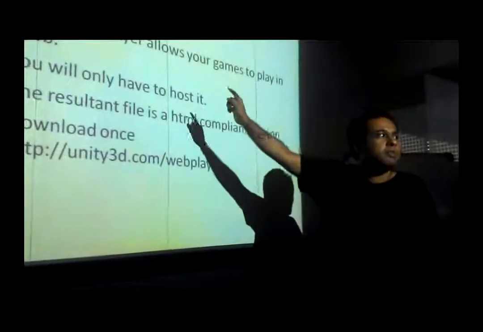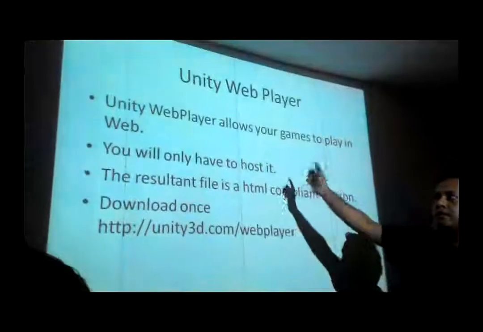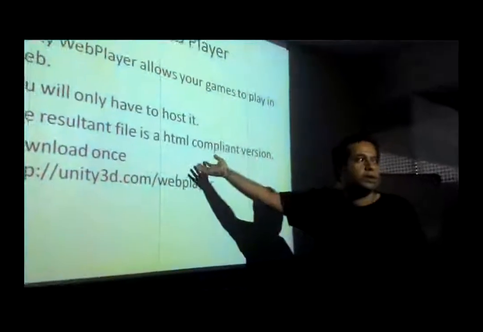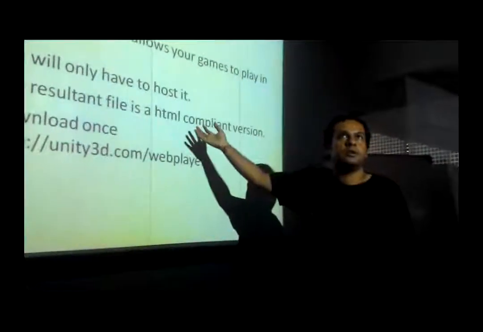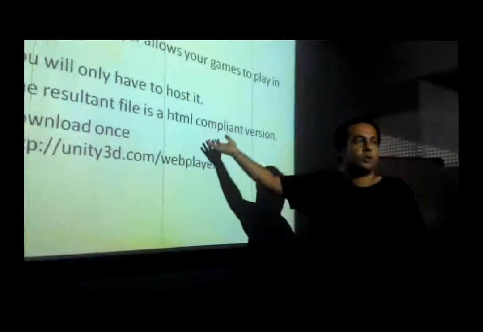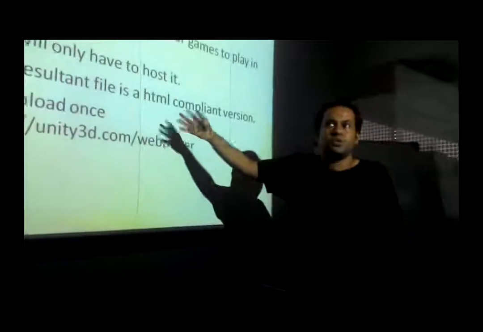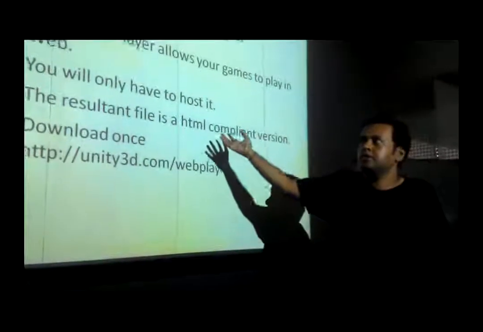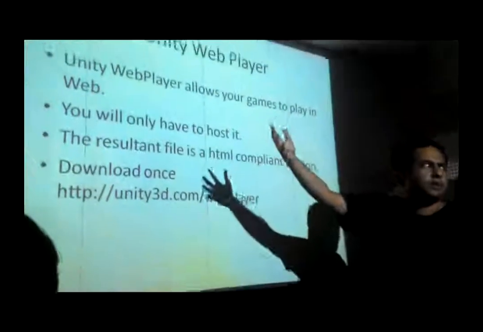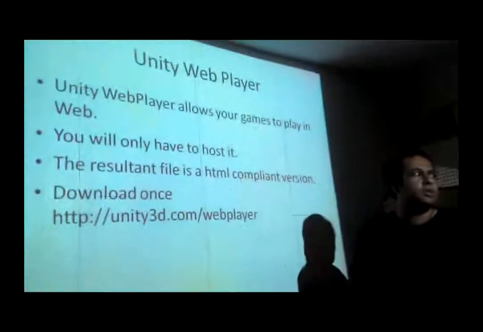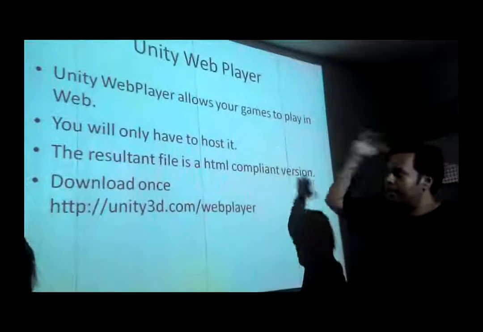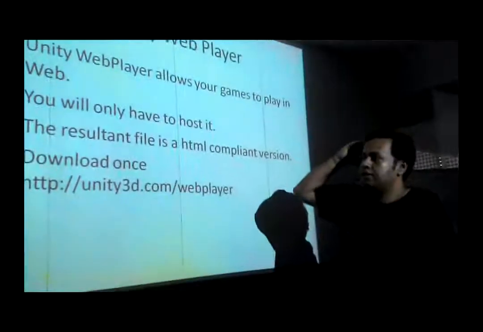When you go to the Unity web player platform, the final product would be an HTML compliant file that you can fit in anywhere, be it Azure or your common domain. The total file that compiles gets converted into an HTML version, so you will have to host it at any place, say Google App Engine. The resultant file would be an HTML compliant version.